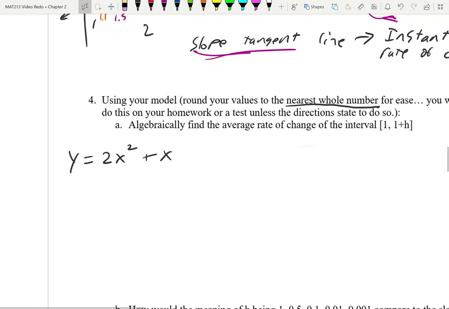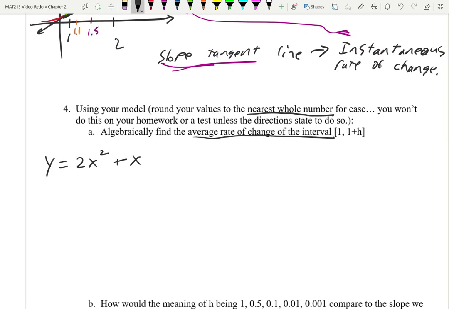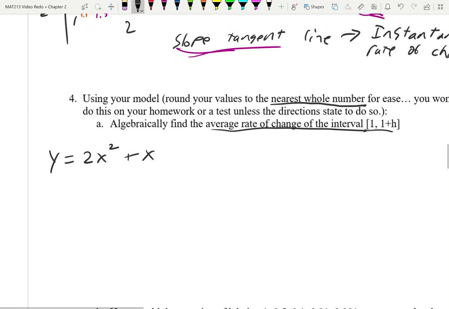So now, how are we going to find the average rate of change over the interval of 1 to 1 plus h? Well, we can't use our calculator to help us, but that's okay, because we're going to do it by hand. We're going to sub in the number 1. If I sub in 1 to get my ordered pair, what would I get? Well, y equals 2 times 1 squared plus 1. So therefore, this would be 2 plus 1, so y equals 3.